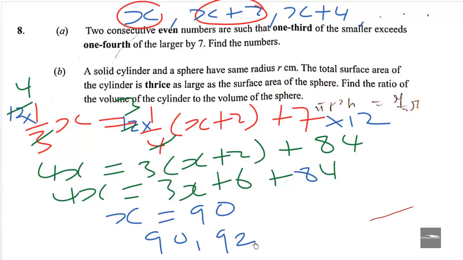Now let's look at the B part of the question. A solid cylinder and a sphere have the same radius r centimeters. The total surface area of the cylinder is thrice as large as the surface area of the sphere. Find the ratio of the volume of the cylinder to the volume of the sphere.